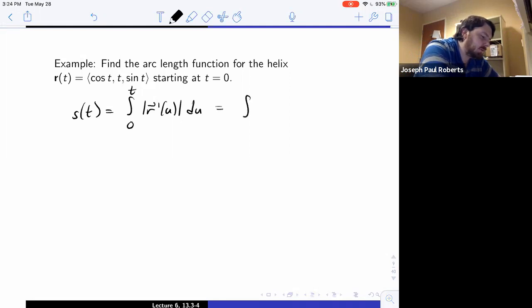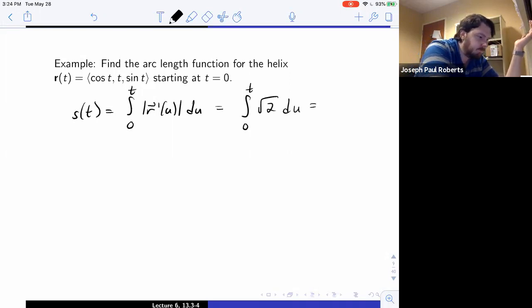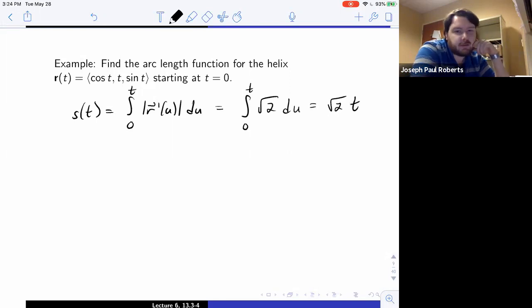And we saw in the previous example that for this helix, the length of r prime was always square root of 2. And so this integral from 0 to t of square root of 2 is pretty easy. It's square root of 2 times t.